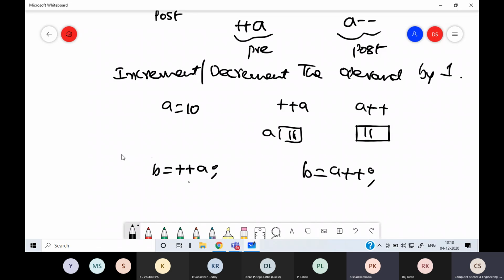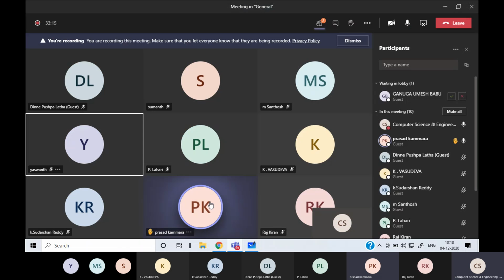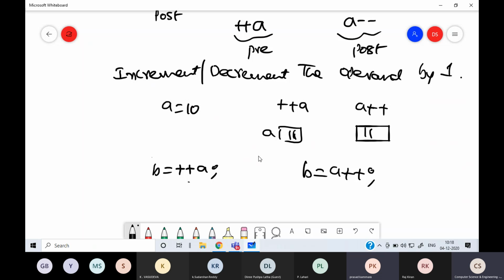But if you use it in an expression, then when it is plus plus A, it is incremented first. Pre means do it first. Just interpret it this way: do the increment or decrement first before you use it. Post means first use it, and then increment or decrement afterwards.